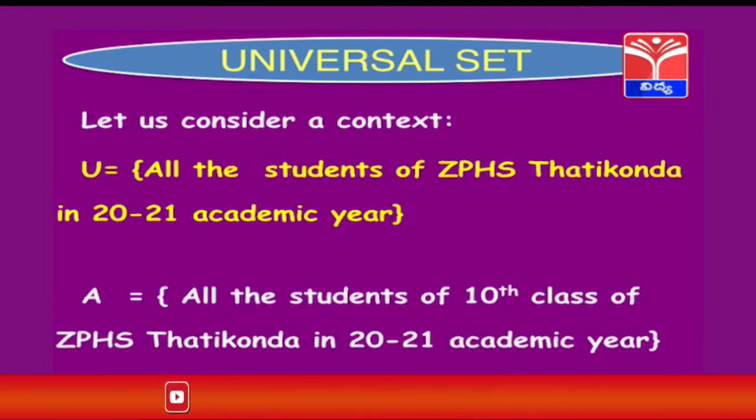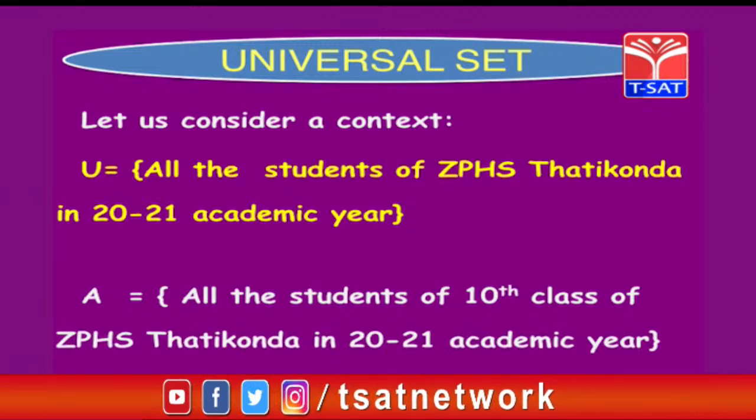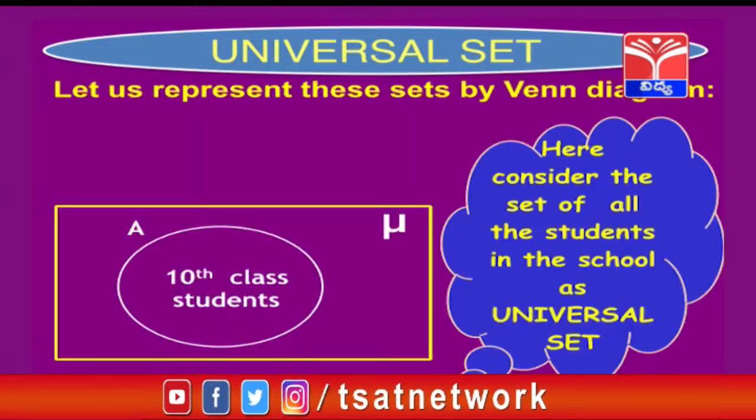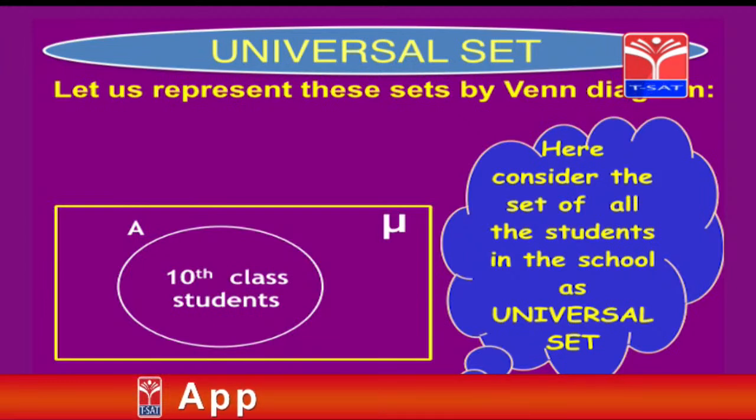U is equal to all the students of ZPHS Thadikonda in the 2021 academic year. That is the definition of a set. A is equal to all the students of 10th class of ZPHS Thadikonda in the 2021 academic year. Now we are going to discuss a concept, the universal set. Let us represent these sets by a Venn diagram.